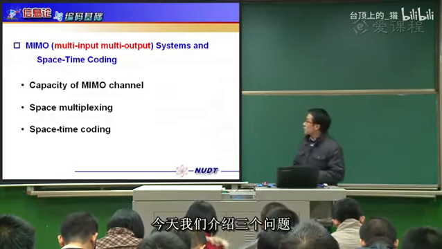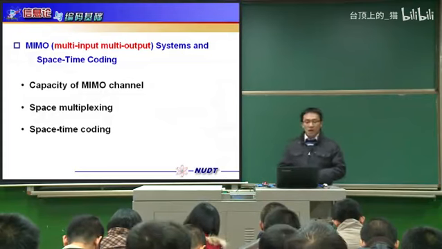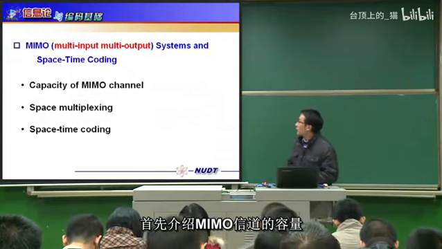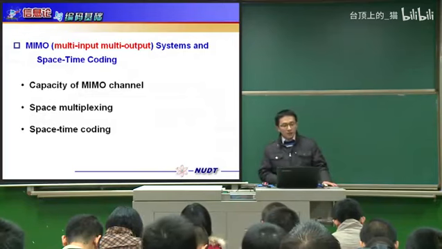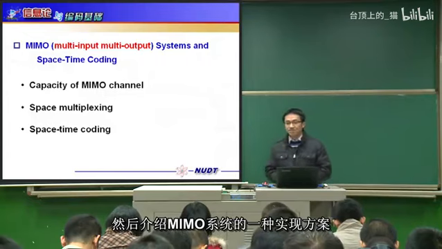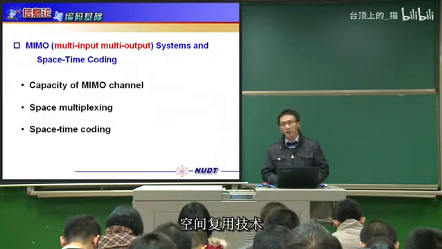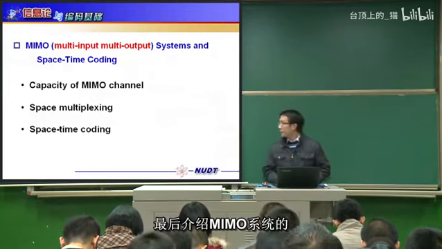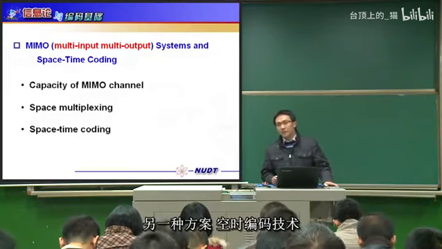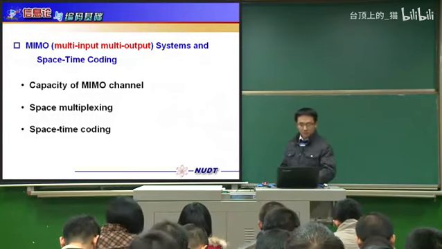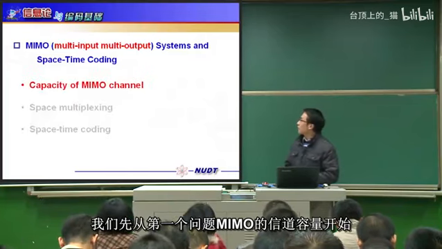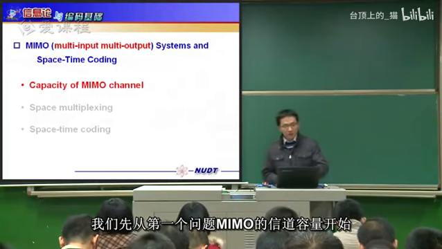There are three problems we introduce today. First, we introduce the capacity of MIMO channel, and then we talk about space multiplexing, which is one scheme of MIMO system. And finally, we introduce the space-time coding, which is another scheme of MIMO system. Okay, let's start from the first problem, capacity of MIMO channel.